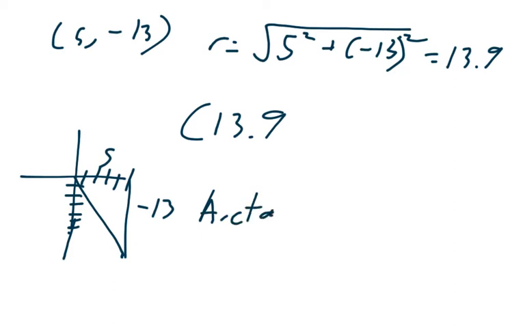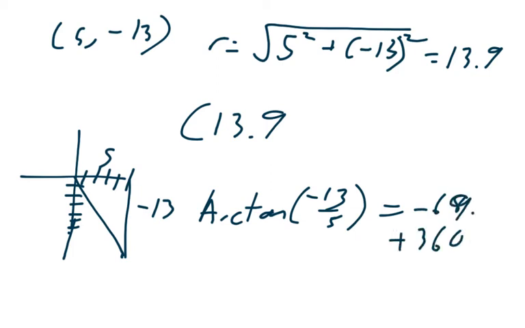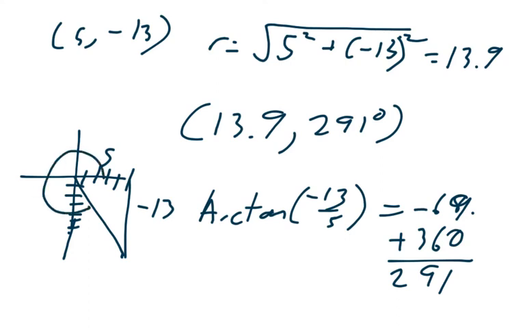So I'm going to use the arctan of negative 13 over 5. And when I do the arctan of negative 13 over 5, I get negative 68.9, so negative 69. But to make it positive, I'm just going to add 360 to the answer. So that turns out to be 291 degrees. And that makes sense because 291 degrees should be in the fourth quadrant.